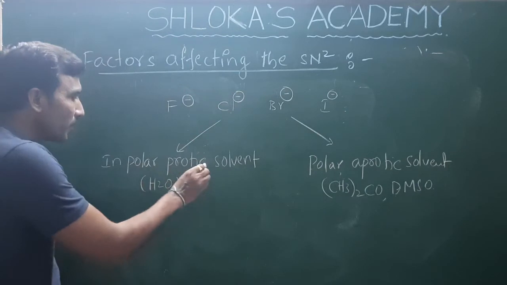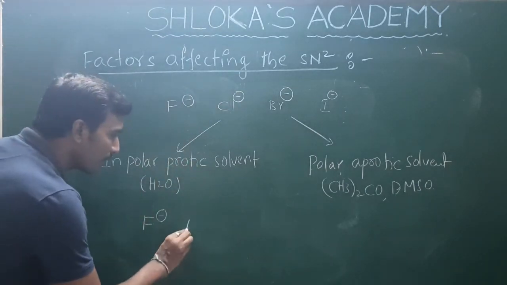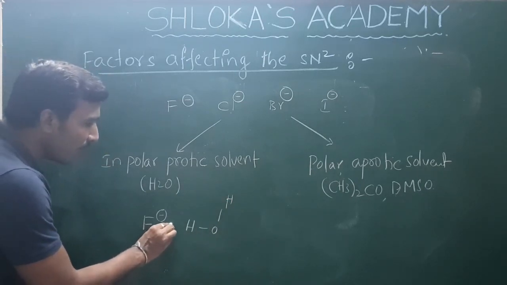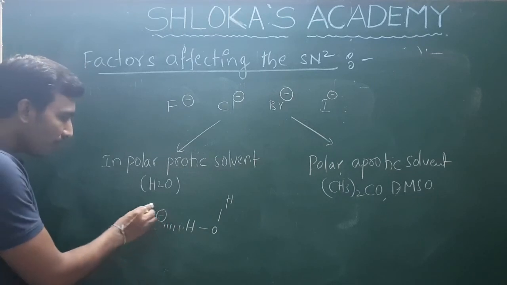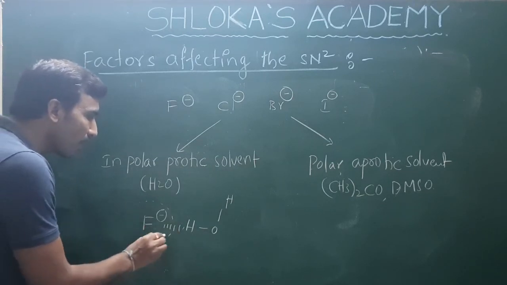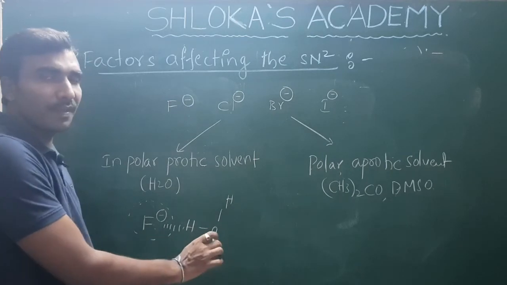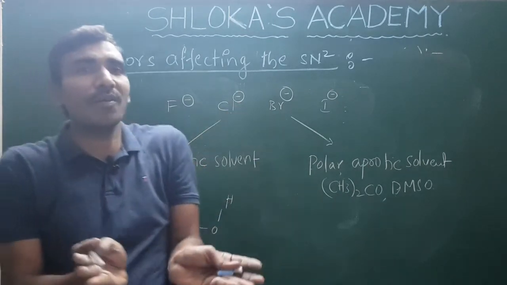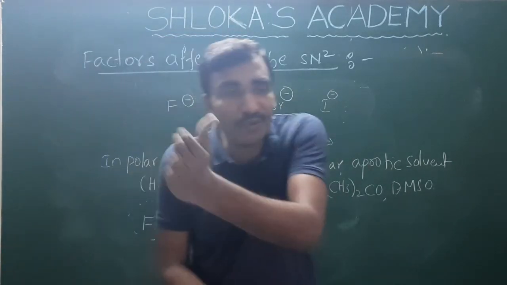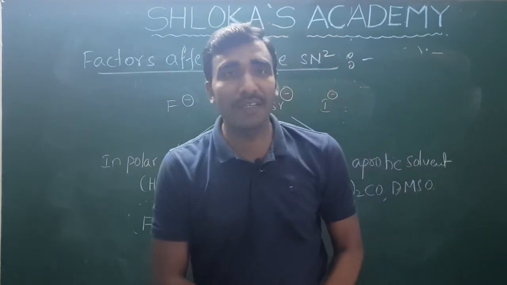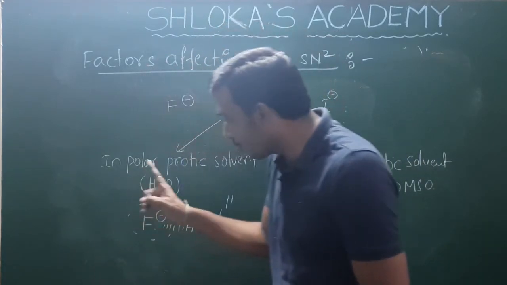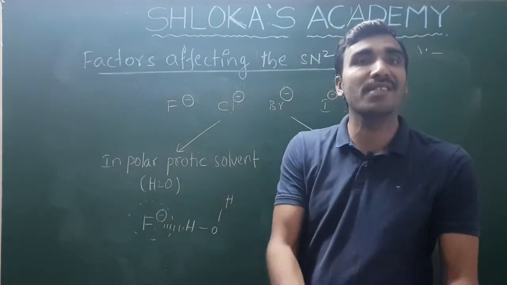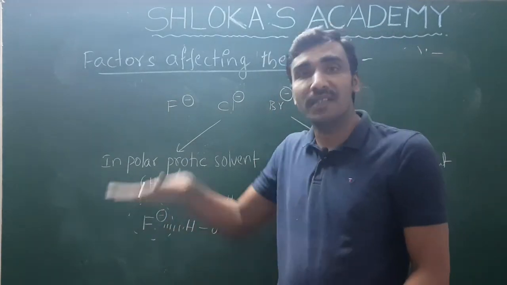But if you take a polar protic solvent like water, I am taking water. Water is polar protic and fluorine is more electronegative, so it can be involved in hydrogen bonding. This means the electron cloud is surrounded by water molecules. If the electron cloud on the fluorine atom is surrounded by a layer of water molecules, can the electrons move towards the carbon? It will become very difficult. So although it has the lone pair, due to the hydrogen bonding with the polar protic solvent, it cannot donate the lone pair easily. So what about its nucleophilicity? It drops down.